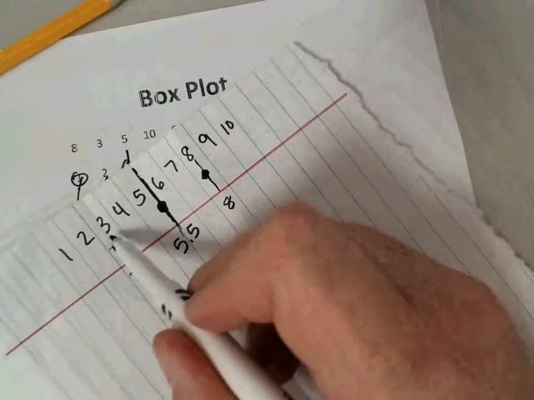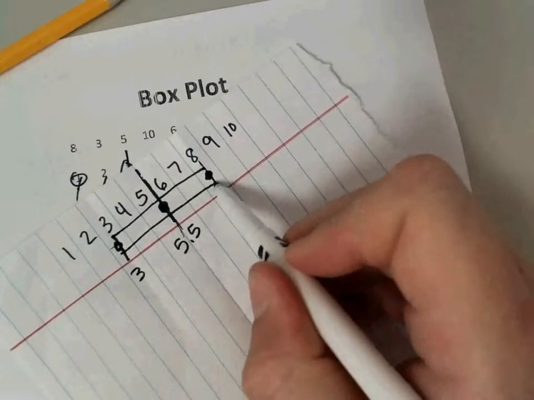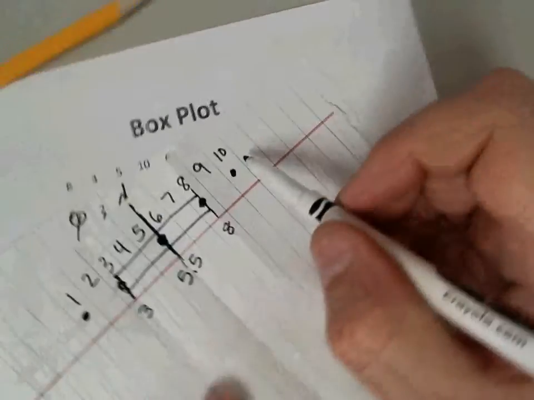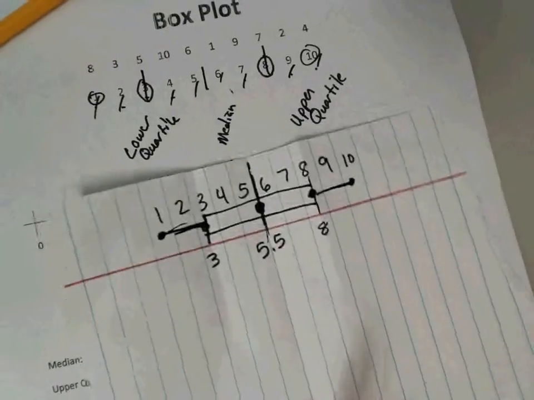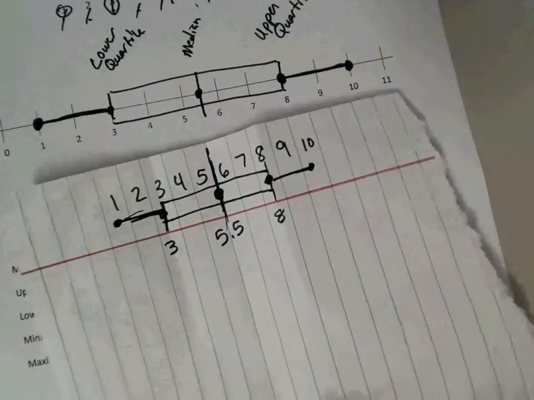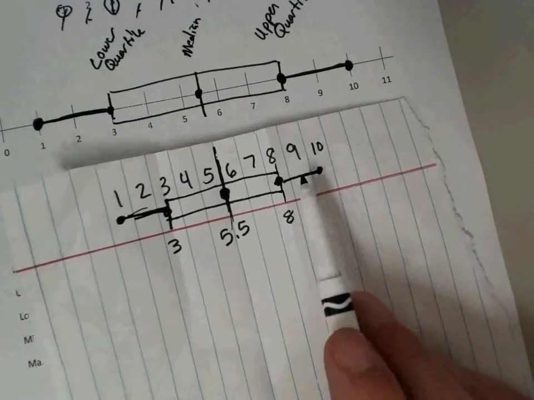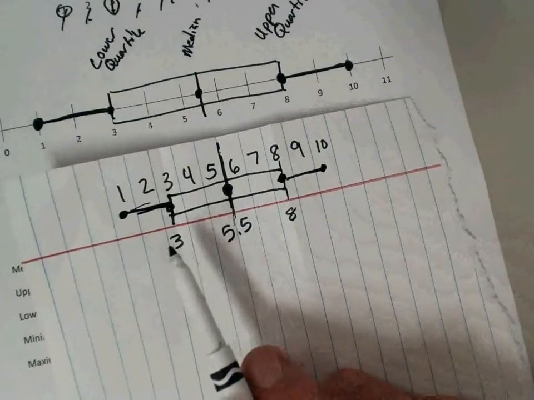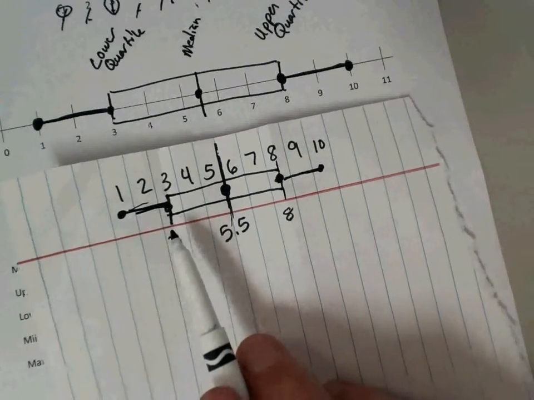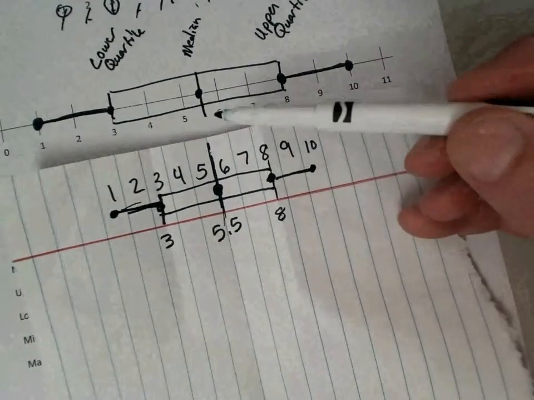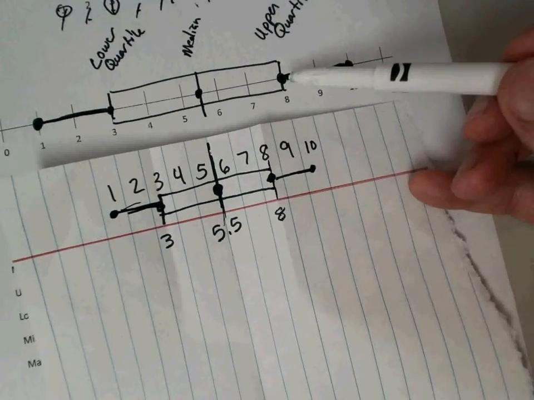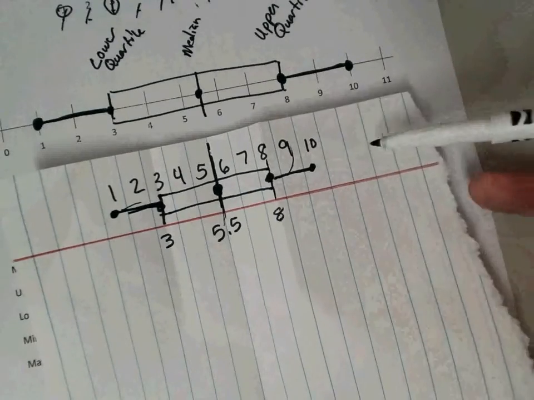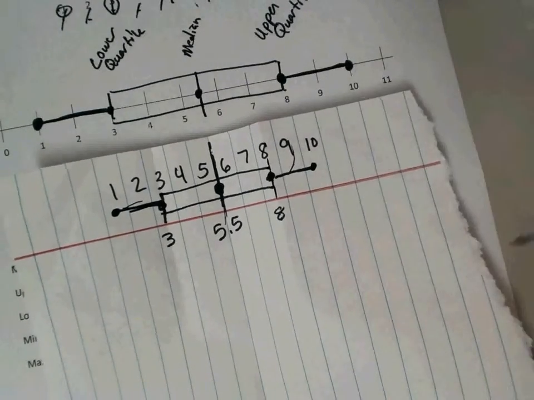This gives me the same box. Well, before I do that, I'm also going to mark where my high and my low is, my minimum and my maximum, and connect it with a line. Now let's take a look. Notice that this box plot is smaller but looks exactly the same. My minimum is 1, lower quartile is 3, my median is 5.5, my upper quartile is 8, and my maximum is 10.